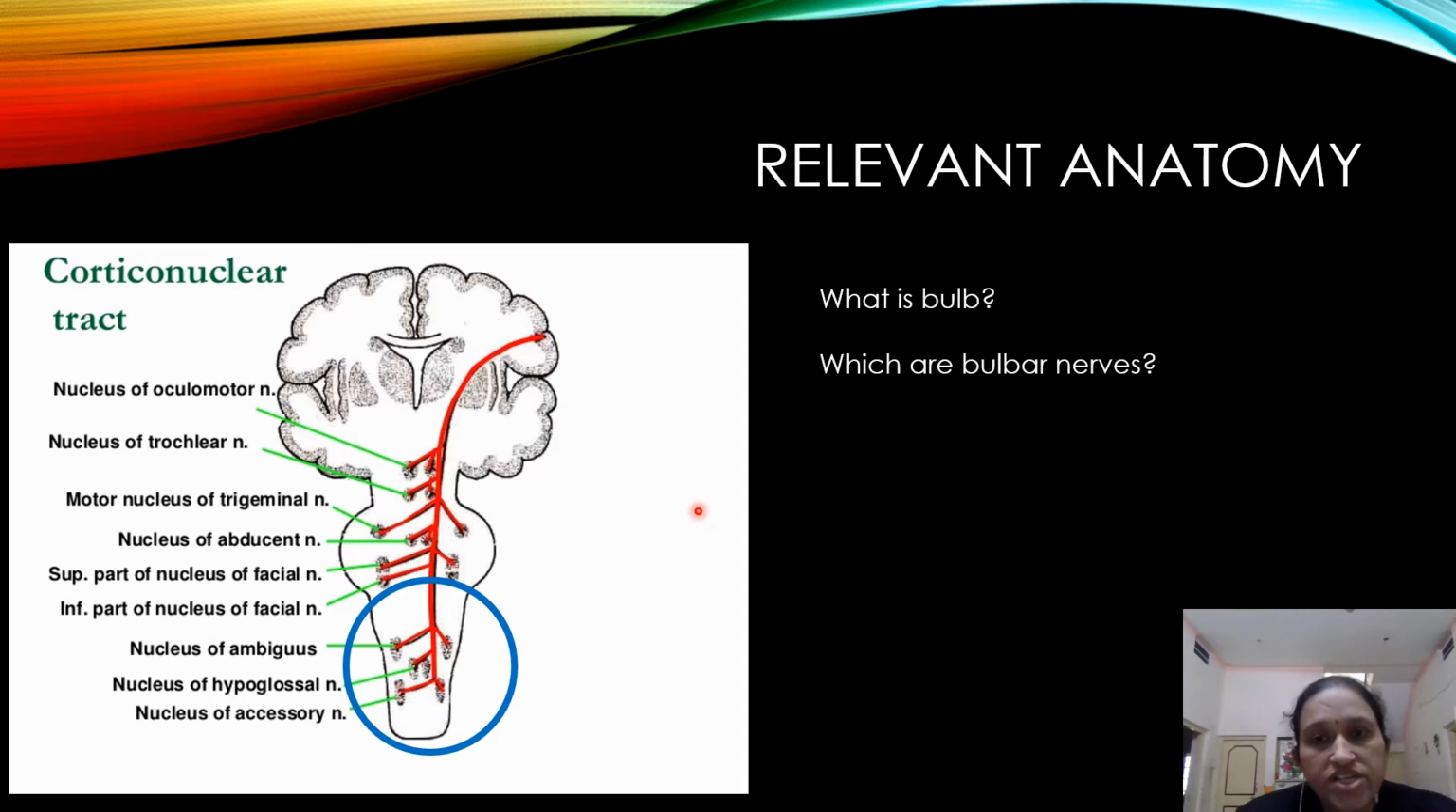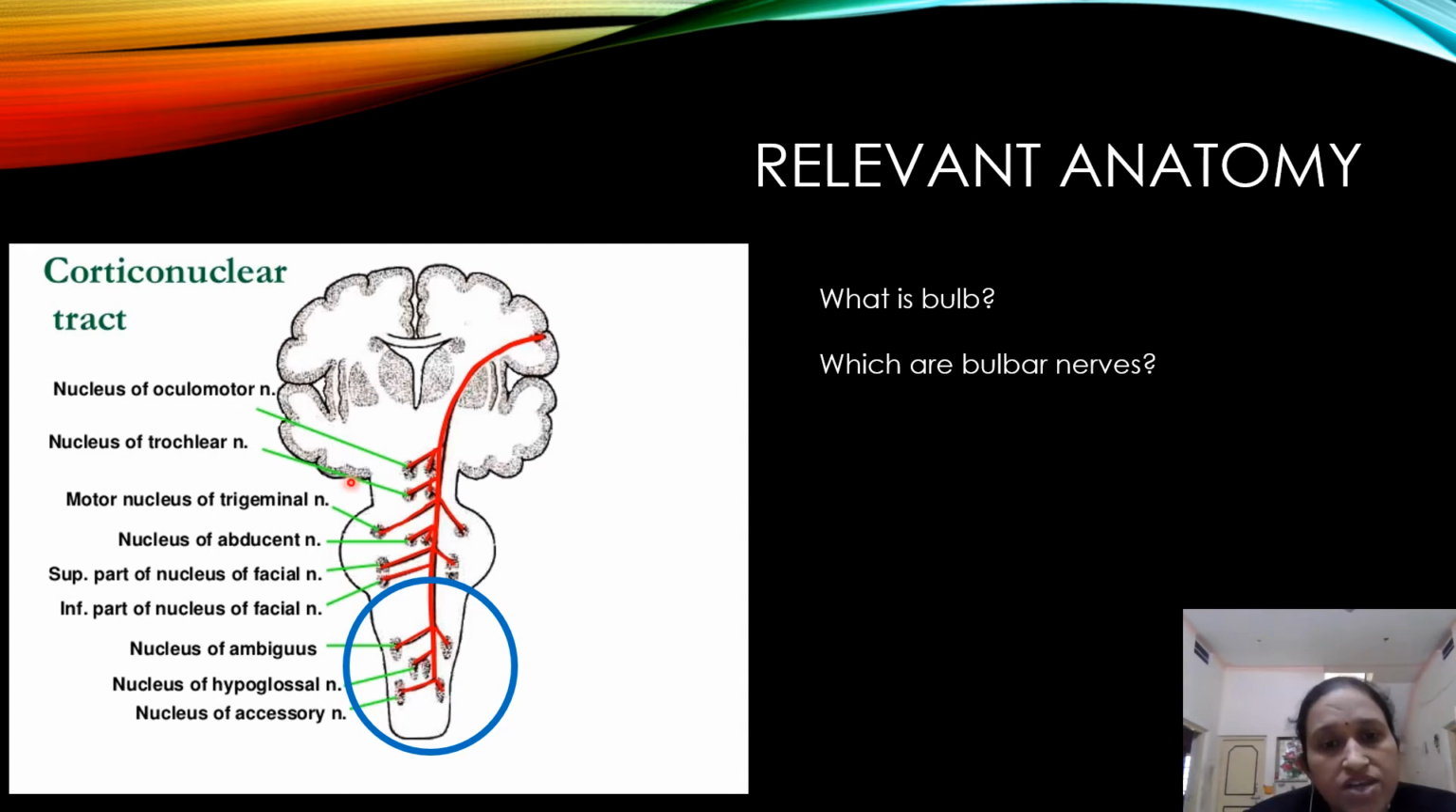So first of all, what is bulb? Bulb is actually the medulla oblongata. And which are bulbar nerves? Bulbar nerves are the cranial nerves which take their origin from the medulla oblongata, and these are the cranial nerves 9th, 10th, 11th and 12th.